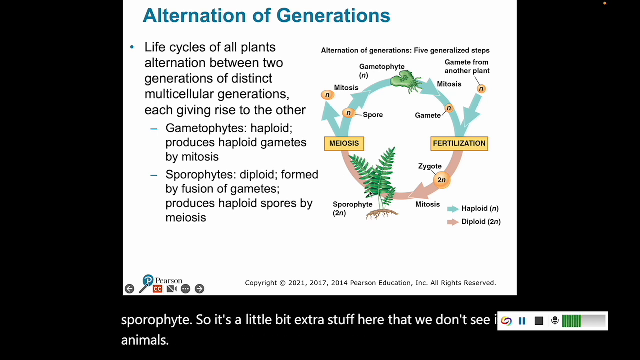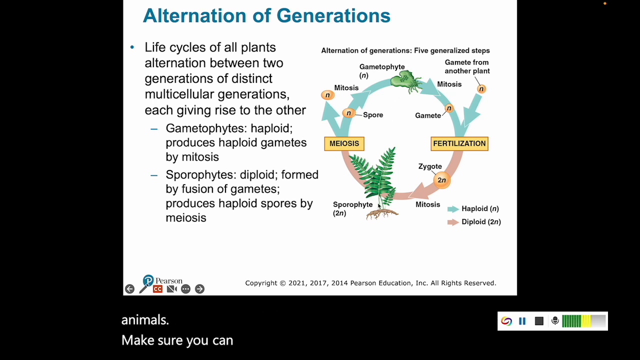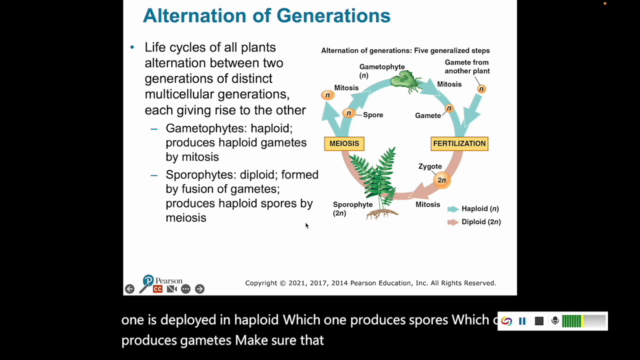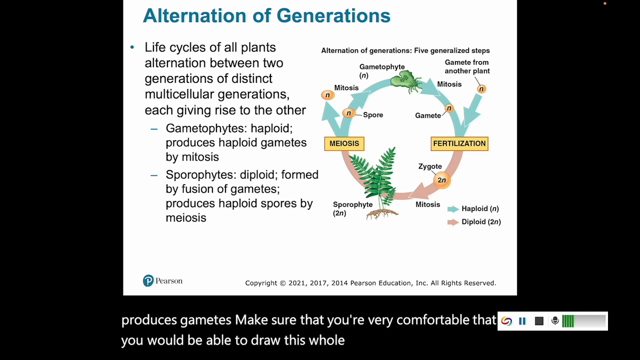Make sure you can keep gametophytes and sporophytes straight. Which one is diploid and which is haploid? Which one produces spores? Which one produces gametes? Make sure that you're very comfortable that you would be able to draw this whole process out.